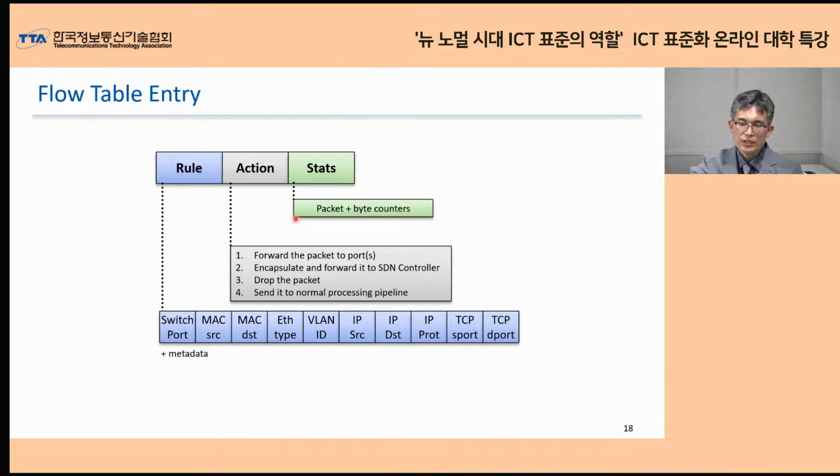And in the action case, there are 4 cases: forward the packet to an appropriate output port, or encapsulate and forward it to the SDN controller if there is no match in the flow table. And the third one is to drop the packet. Finally, send it to the normal processing pipeline to other following tables.